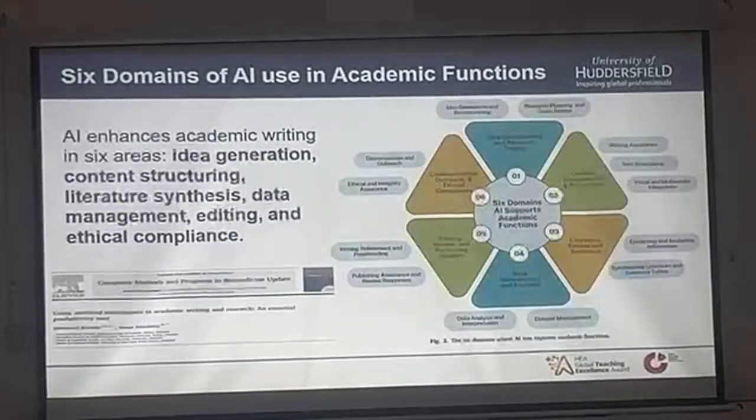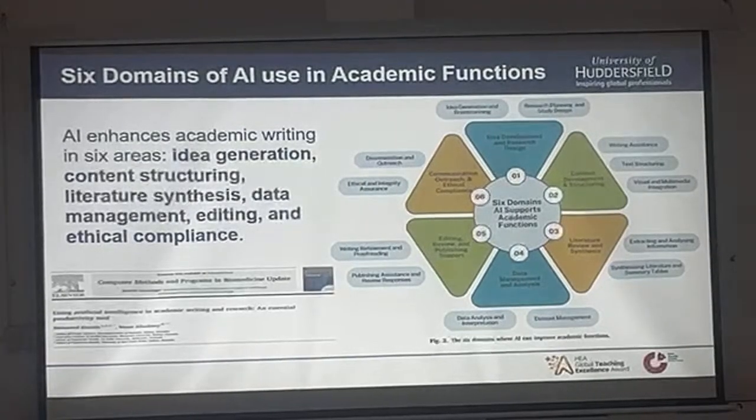And then there is a very interesting article I refer to here, published in the Computer Methods and Programs journal. They reviewed 24 articles talking about AI in academic writing, and found that there are 6 domains where AI can help academic writing.